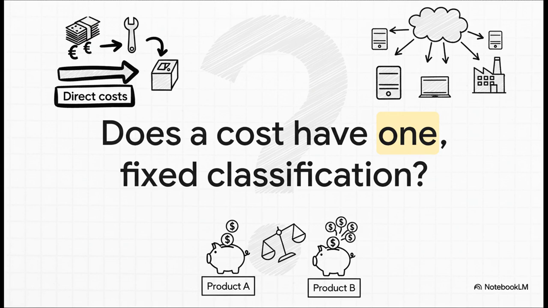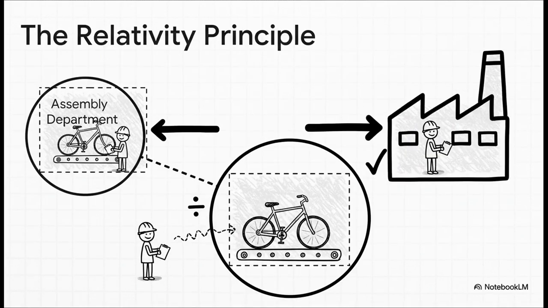You might learn that factory rent is an indirect cost, and you might just memorize that as a rule. But is a cost classification permanent? Is factory rent always an indirect cost? And once again, the answer is no. This is what we call the relativity principle. A cost classification is not absolute. It is always relative to the cost object.